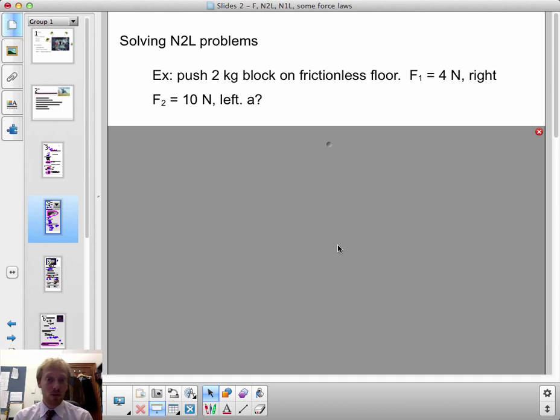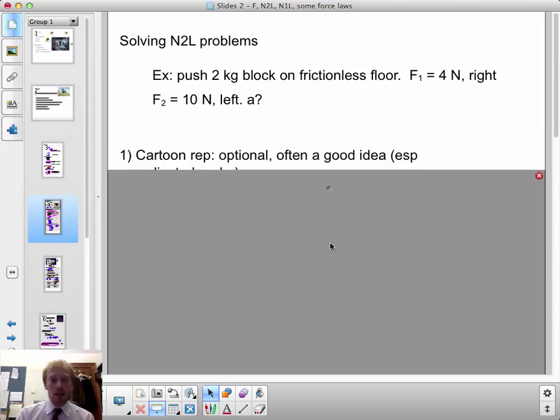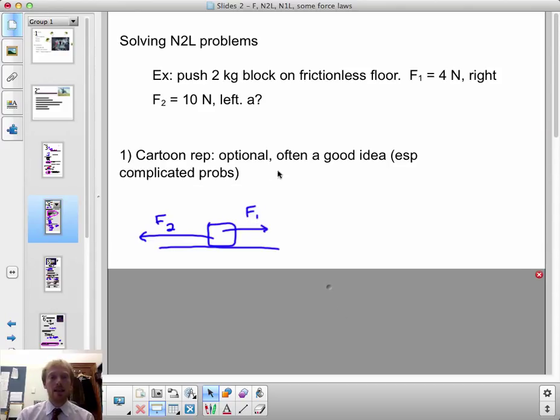so that I can show you the writing techniques, or some thoughts that will be useful and some ways to hold those thoughts. Here I'm asking a very easy problem. Let's say that there's a 2 kilogram block on a frictionless surface, and I apply one force of 4 newtons directed to the right, and one force of 10 newtons directed to the left. I want to ask, what is the acceleration of the block?